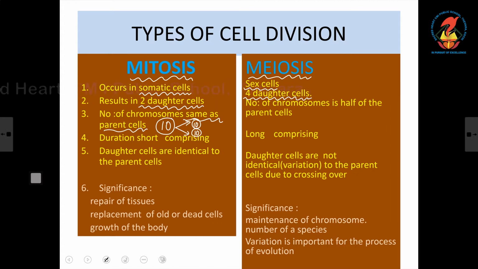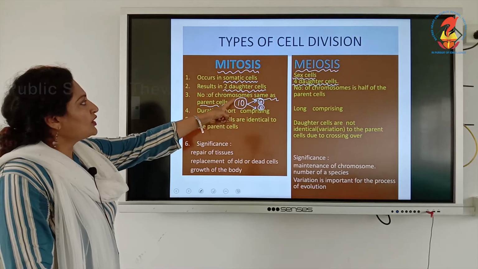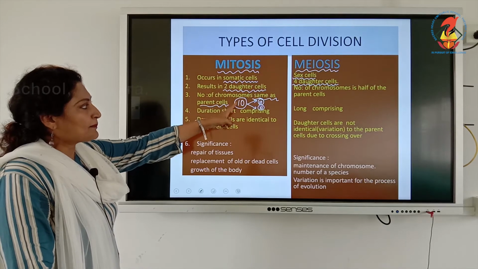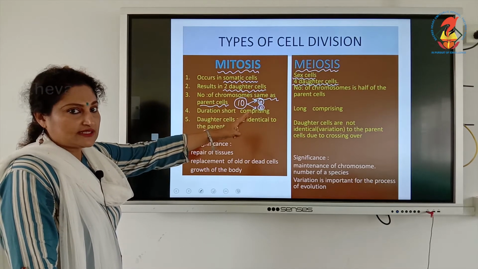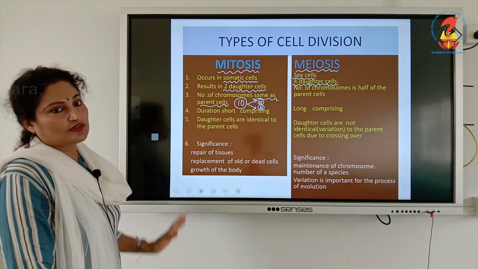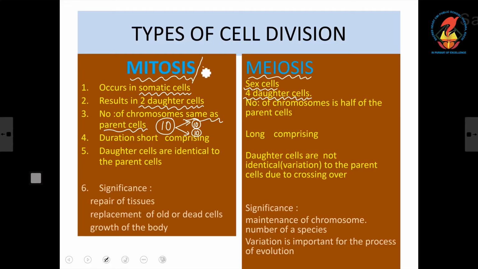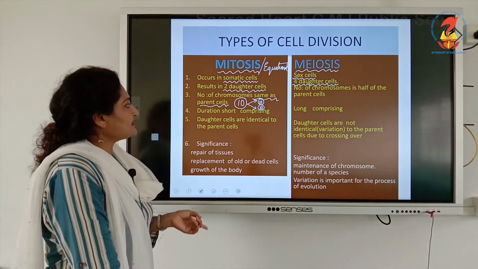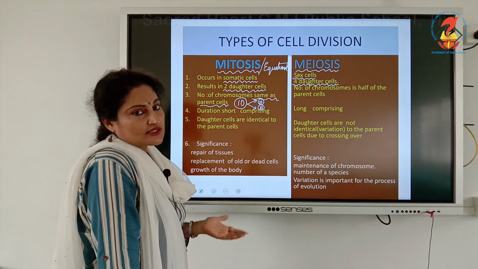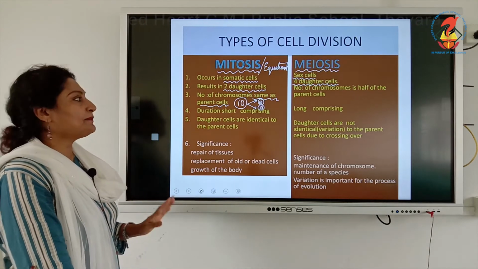So in this schematic representation, I have shown you mitosis, that is, from one parent cell we get two daughter cells and the chromosome number is the same as that of the parent. In this context, mitosis is also called equational division. So another name for mitosis is equational division. The reason is that the number of chromosomes in the daughter cells is the same as that of the parent cell.